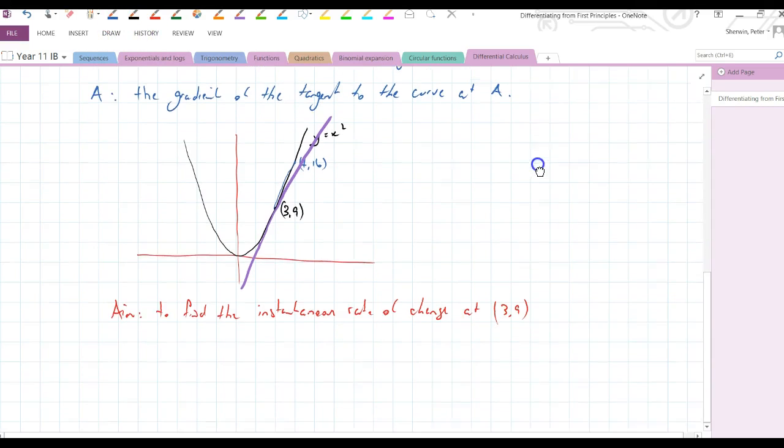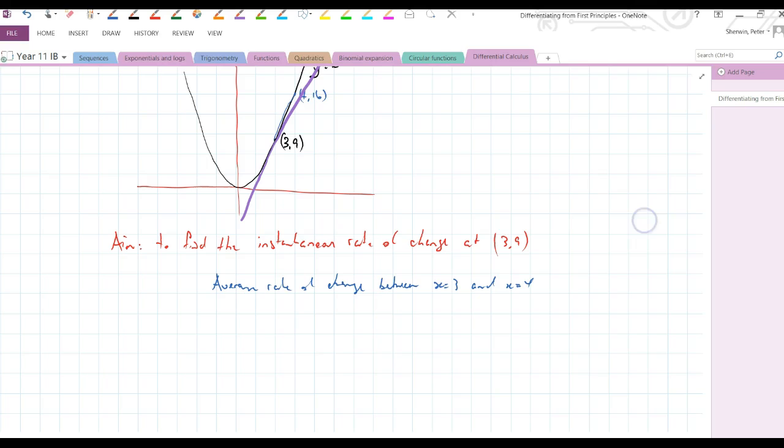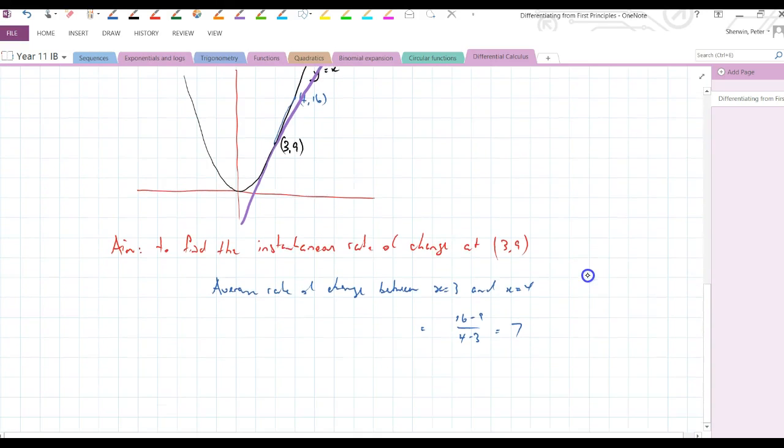So let's start on our path. We could draw this little secant in here between 3 and 4. So we could find an average rate of change between x equals 3 and x equals 4. That would be equal to 16 minus 9 over 4 minus 3. So that's 7. The average rate of change is 7 between 3 and 4.